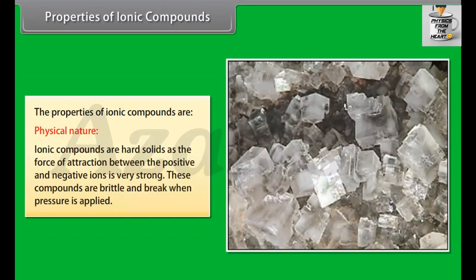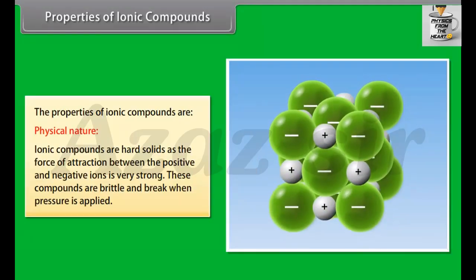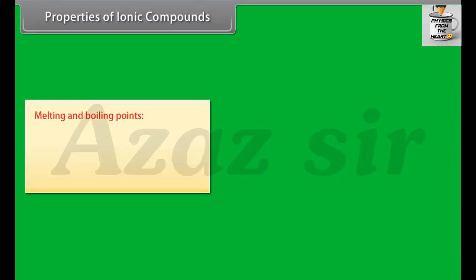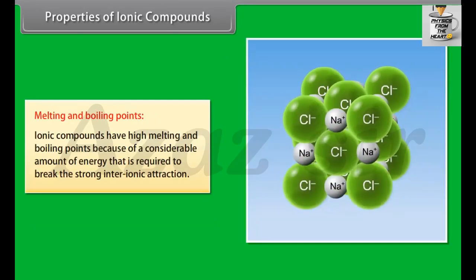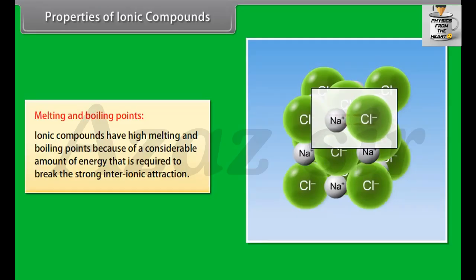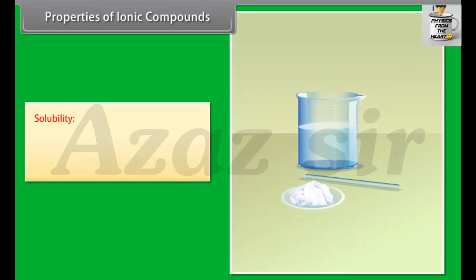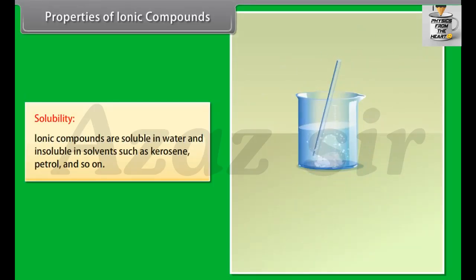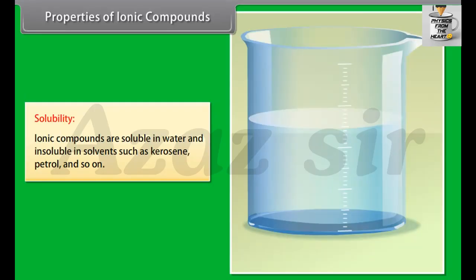Physical nature. Ionic compounds are hard solids as the force of attraction between the positive and negative ions is very strong. These compounds are brittle and break when pressure is applied. Melting and boiling points. Ionic compounds have high melting and boiling points because of a considerable amount of energy that is required to break the strong inter-ionic attraction. Solubility. Ionic compounds are soluble in water and insoluble in solvents such as kerosene, petrol, and so on.